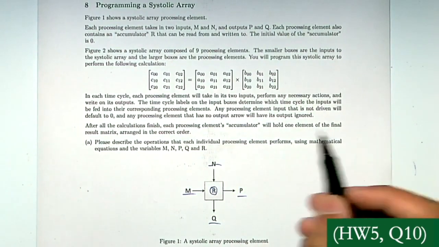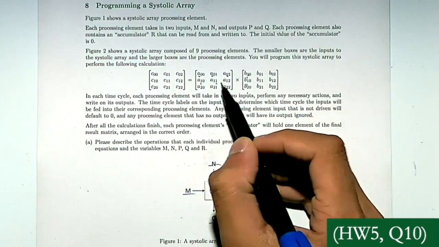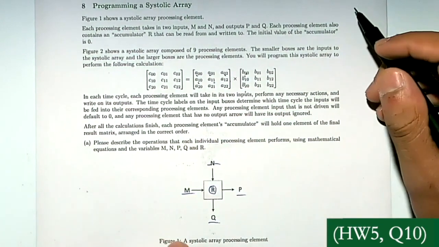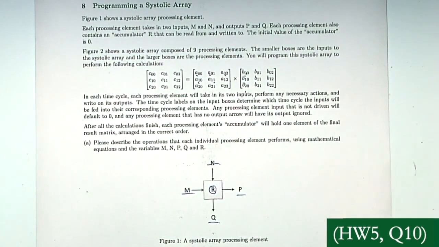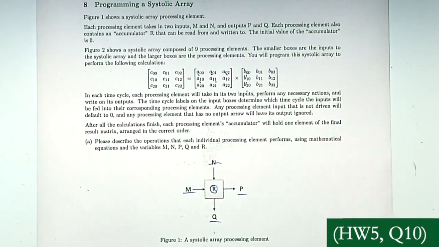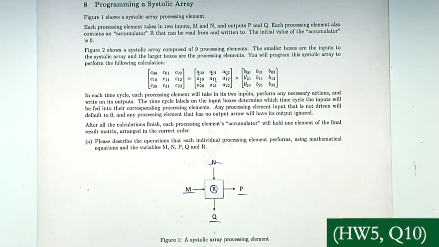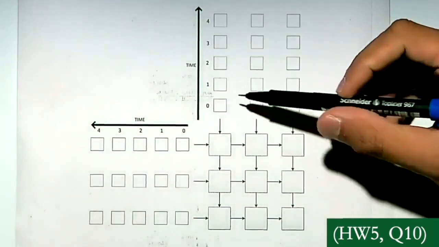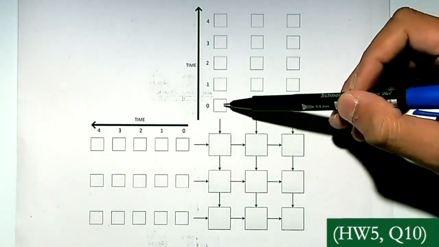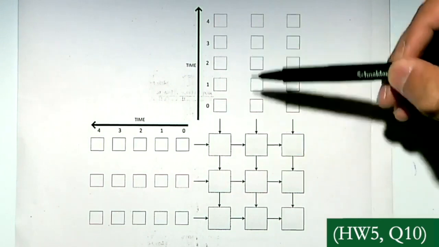And so the matrix multiplication is just like the dot product of row times column, and then row times column to produce all the output elements. And so we have a bunch of design specifications here. In every single time cycle, every processing element will take in the 2 inputs, perform a particular computation, and then write the outputs. And the time cycle labels on the input boxes determine which time cycle the inputs will be fed into the processing elements. That means that over here, 0, 1, 2, 3, 4 mean these data elements will be sent in here on cycle 0, and these on cycle 1, and these on cycle 2, and so forth.